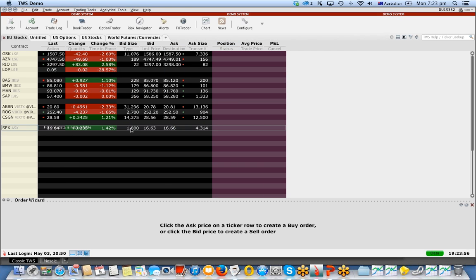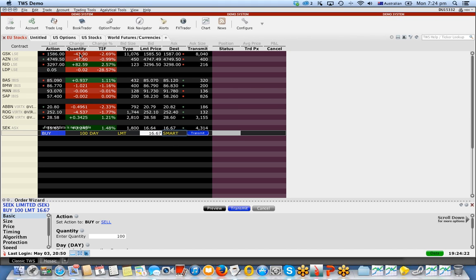Okay, so the bid size is 1800 and the bid is 1663 and the ask 1666 and the ask size is 4314 shares. That's the shares. So you can see change as well, bold, change percentage 1.48. Okay, so what do we need to do to buy this stock? Very simple. We're looking for the ask, what people are asking.